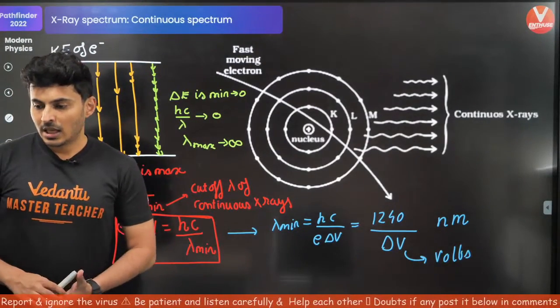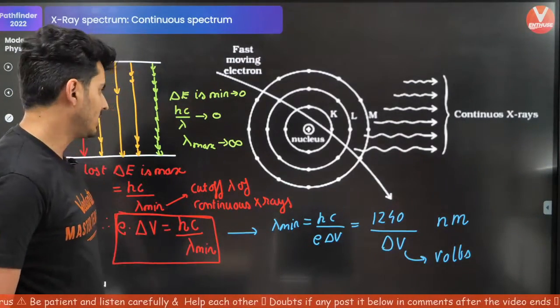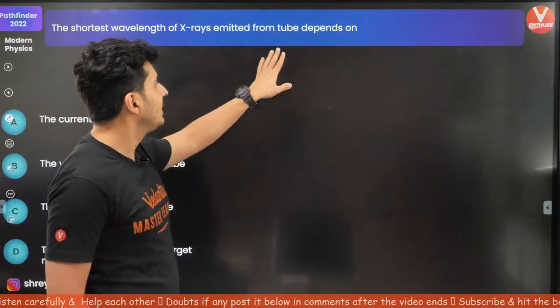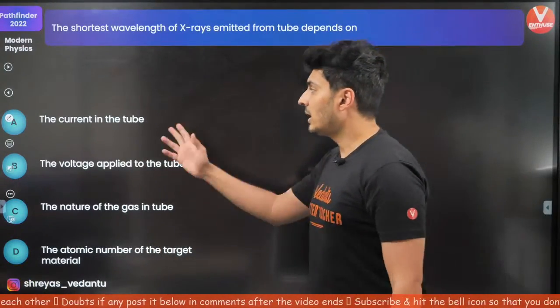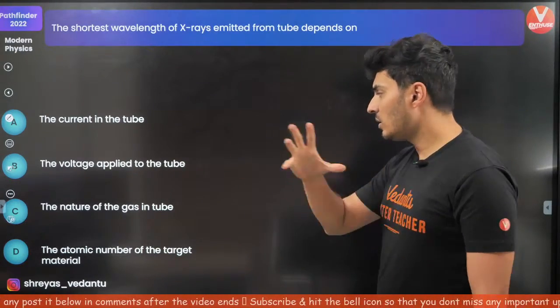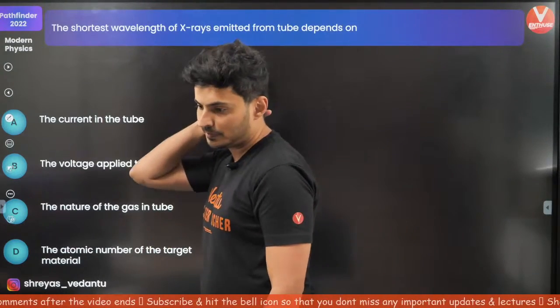Excellent. All right. Everybody clear? So this can be used for calculation purposes. Let's solve some question based on this. The shortest wavelength of X-rays emitted from the tube depends on which of the following? The current in the tube, the voltage applied to the tube, the nature of the gas in the tube, the atomic number of the target material.